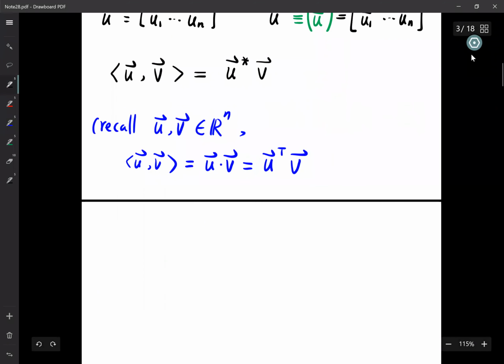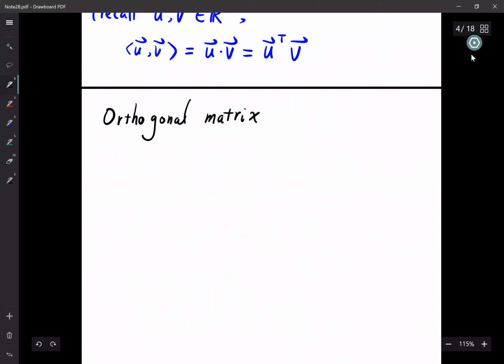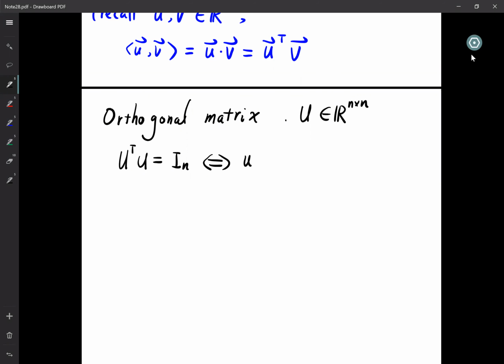So what's an orthogonal matrix really? An orthogonal matrix, we say U transpose U equal to identity, right? So I have U, this is n by n, and this is equal to I_n. This is the same thing as saying if U consists of all the column vectors, small u, then u_i dot u_j, I consider as inner product.